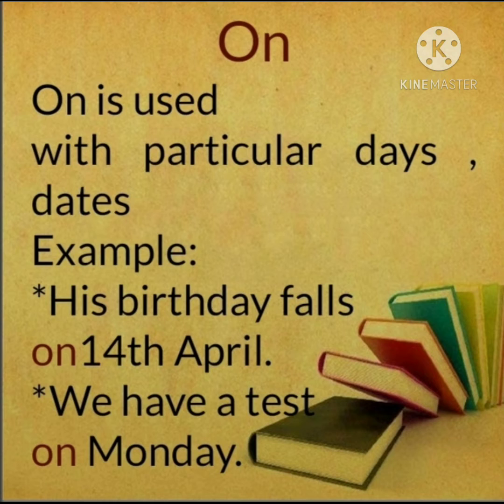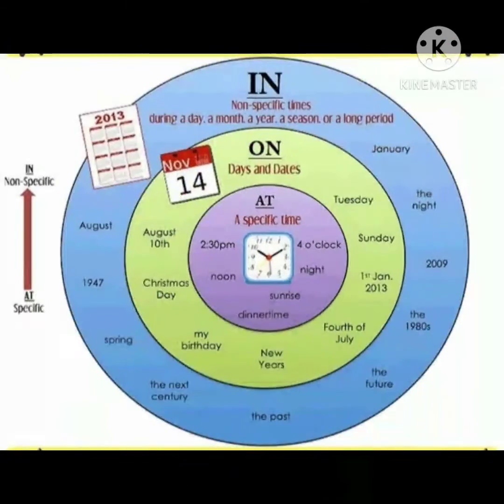Next preposition of time is on. When we talk about particular days or dates, we use the preposition on. For example, his birthday falls on 14th April. We have a test on Monday. This chart clearly shows the usage of the prepositions in, on, and at.